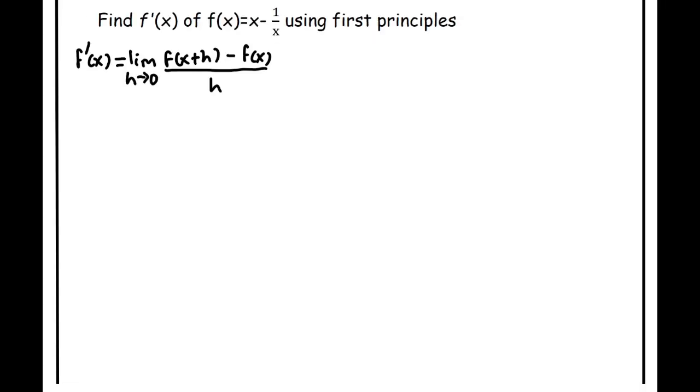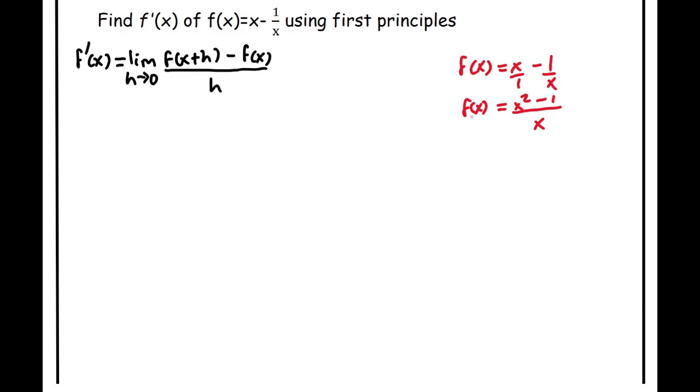Okay, we have our f of x is equal to x minus 1 over x. What we want to do is make these a single fraction, so that becomes x in the denominator, 1 into x times x, that's x squared, minus x into x, that's 1 times 1, that's 1. So this is our f of x.